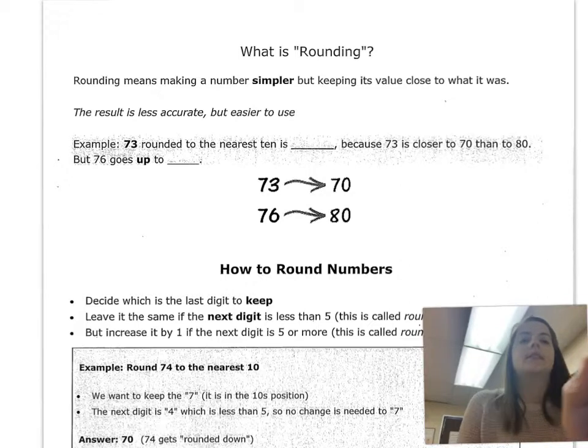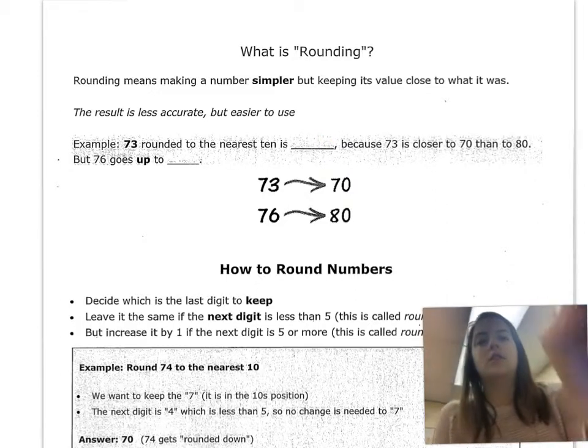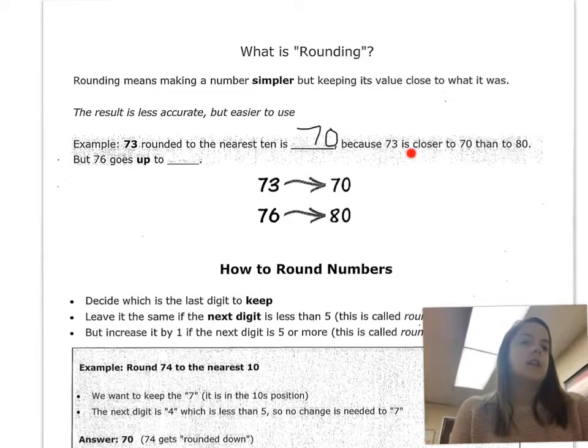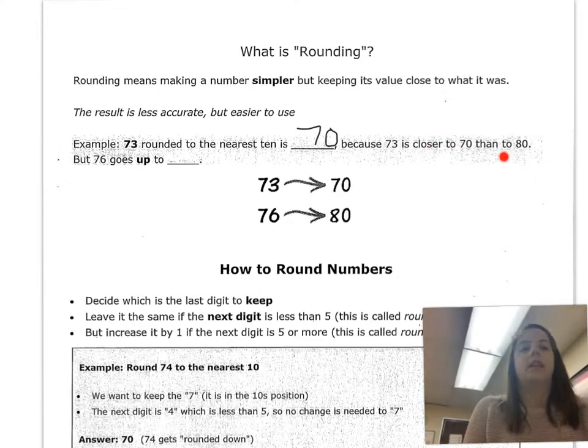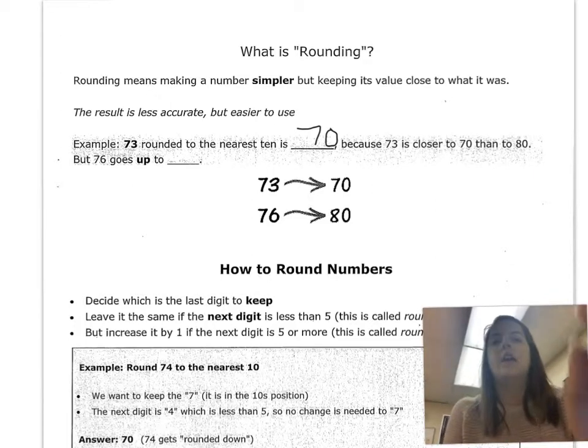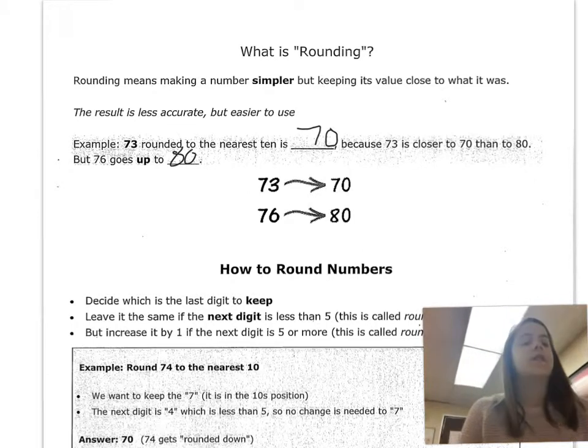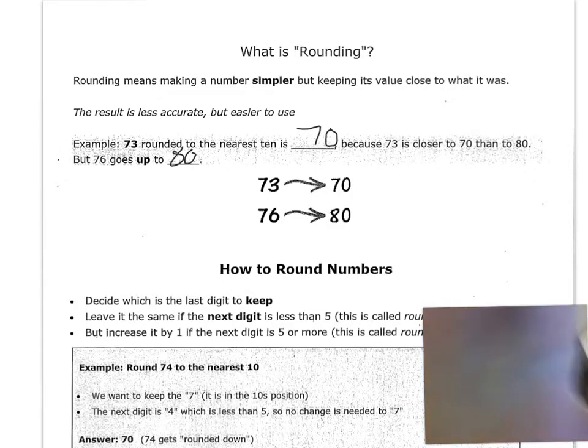So here in the example it says 73 rounded to the nearest 10 is blank. So 73 rounded to the nearest 10 is going to be 70 because 73 is closer to 70 than to 80. When we look at the next one, it says 76 goes up to 80 because 76 is closer to 80. So I'm going to walk you through step by step how to do that kind of problem.